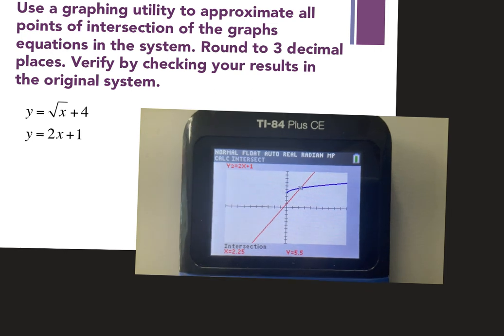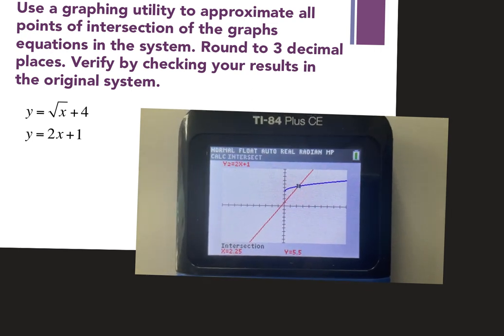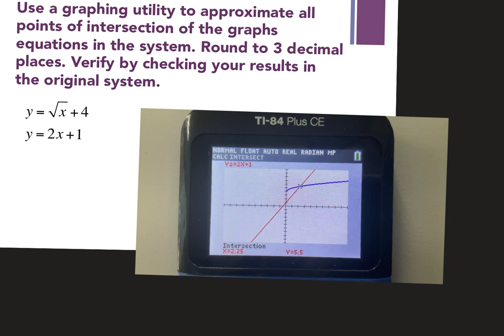So if there were 3 lines, let's say, and you wanted to know where 2 of them cross, then you would isolate those 2. So if you are using this to check your answers, fantastic, do it. But realize that graphing calculators are not going to be able to be used on the test. So the coordinate point here, or the answer, is (2.25, 5.5).